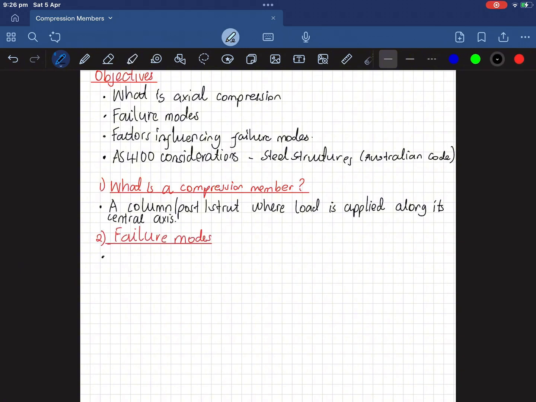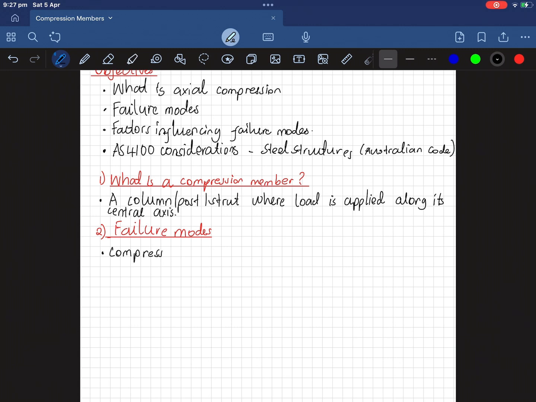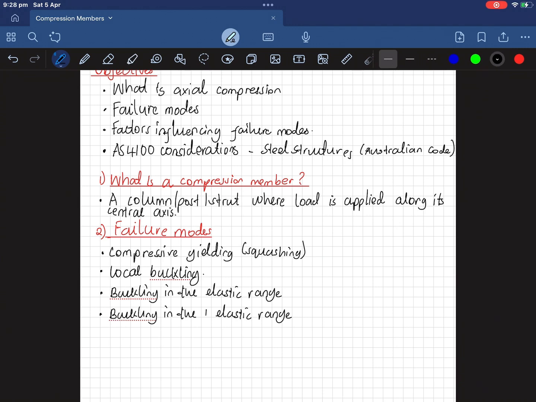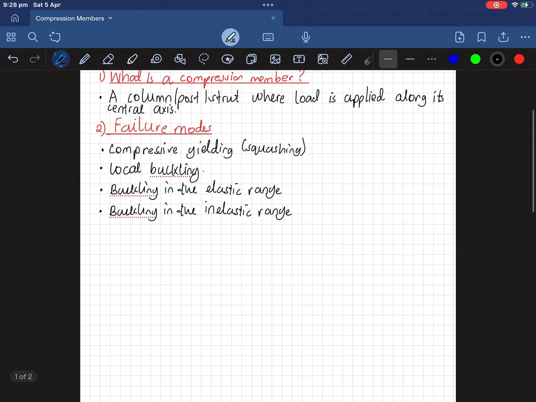When a steel member is under axial compression, there are really four ways in which it can fail. Each one depends on different factors, and understanding them is crucial. Here are the four main failure modes: compressive yielding, also known as squashing; local buckling, where the individual plates buckle before the whole thing fails; elastic buckling, also known as Euler buckling; and inelastic buckling, which is more like what we see in real life.